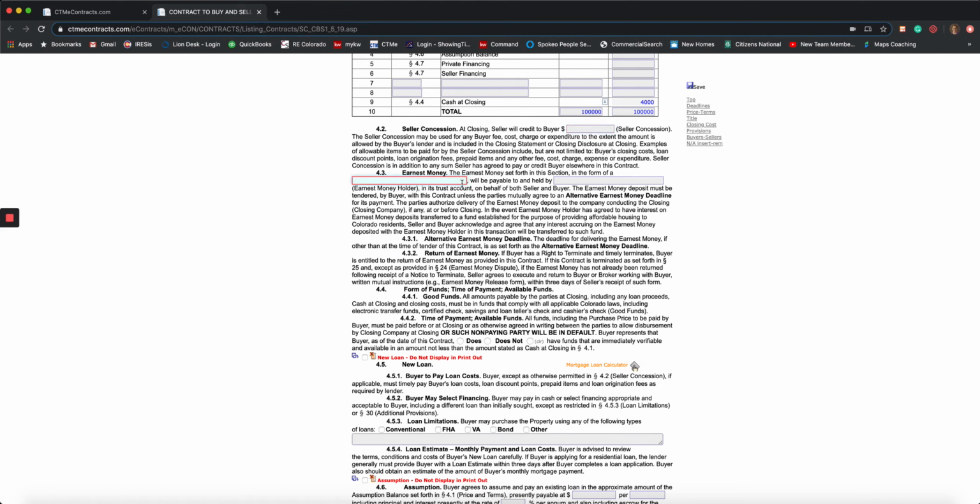Earnest money. So this earnest money will be set forth in the section in the form of a blank. I've seen a multitude of different ways you can describe this. Good funds is a very popular one. I personally like to use the wording check or wire.